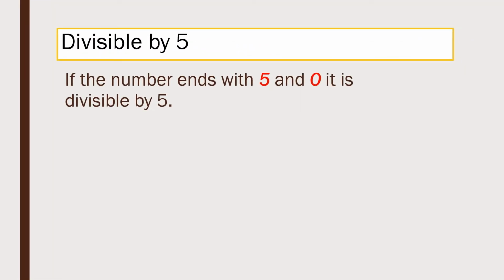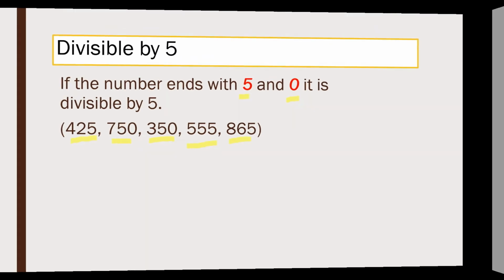Now, we have the divisibility rule for 5. We can say that a number is divisible by 5 if the number ends with 5 and 0. It is very easy. So, all numbers that ends with 5 or 0, they are divisible by 5. Examples are 425, 750, 350, 555, 865.